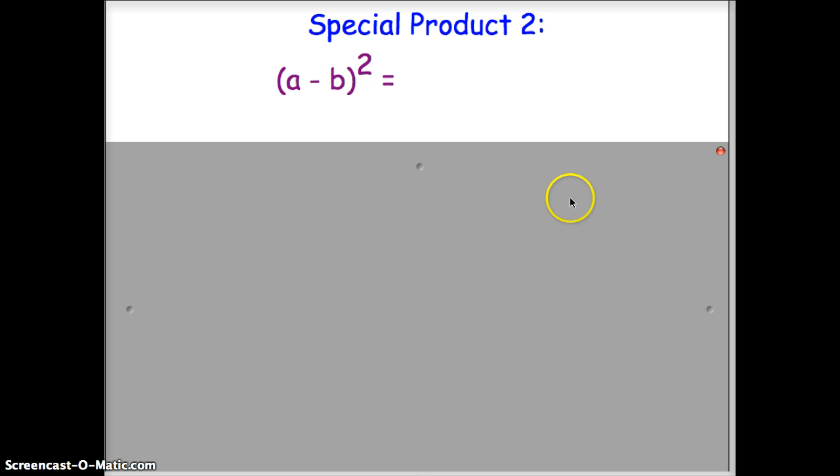Special product number 2. This is almost identical to the last one. We've got a minus b squared, so we're going to get almost an identical answer: a squared minus 2ab plus b squared. The difference between the last problem and this one, we're subtracting in the center, so we subtract our second term. We don't subtract the last term because negative b times negative b is a positive b squared. So those negatives cancel each other out.